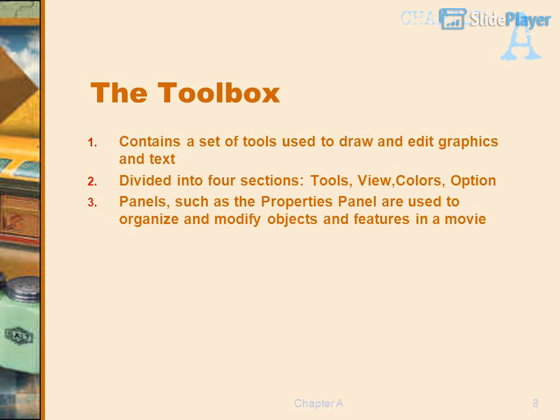The toolbox contains a set of tools used to draw and edit graphics and text. It is divided into 4 sections: tools, view, colors, options. Panels, such as the properties panel, are used to organize and modify objects and features in a movie.